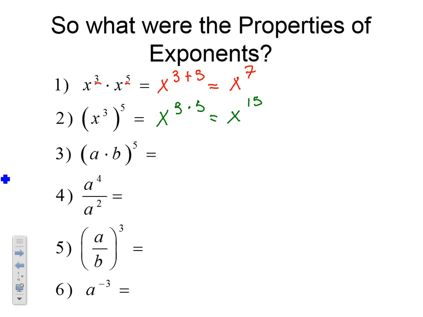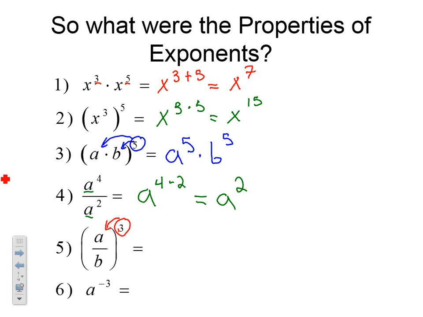When we have two things multiplied together, that exponent 5 goes to both. So we're going to get a to the 5th times b to the 5th power. Now when we're dividing, we get to subtract our exponents. So I have a, it's going to be 4 minus 2, because they have the same bases, so we can do this. So it's going to equal a to the 2nd power. And if we look at this one here, same thing. This power has to go to both. So I'm going to have a cubed over b cubed.